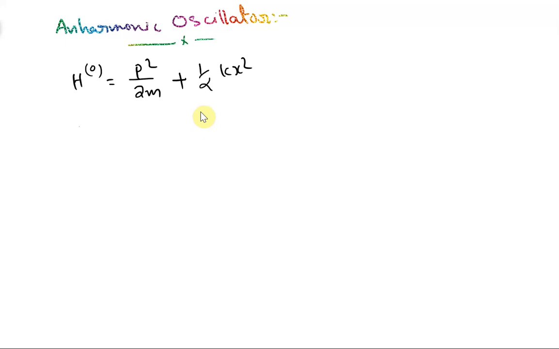Our real problem is a Hamiltonian of this kind, which has exactly the same components, p square by 2m plus half kx square. So the potential is slightly modified. The potential is not only having this kx square term, it is having an additional x raised to 4 dependence. So this is a kind of correction that we are putting into this problem.